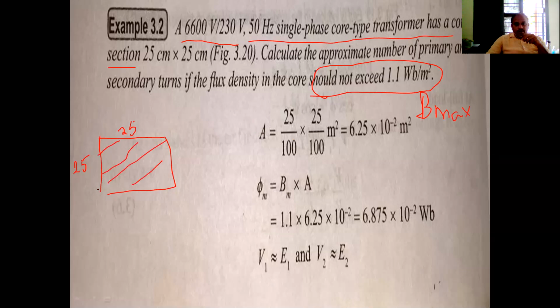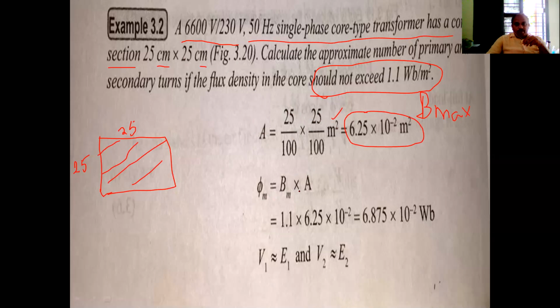Cross section quantity is given in centimeters, that is converted into meters. So 25 into 10 power minus 3, or 25 by 100 meter square area. So this equals 6.25 into 10 power minus 2.